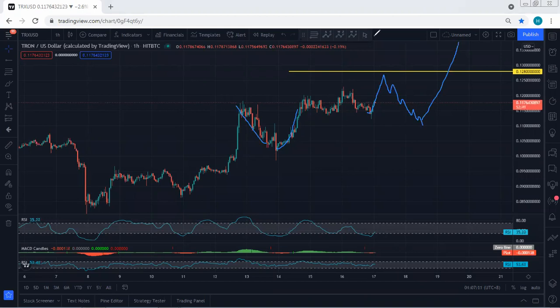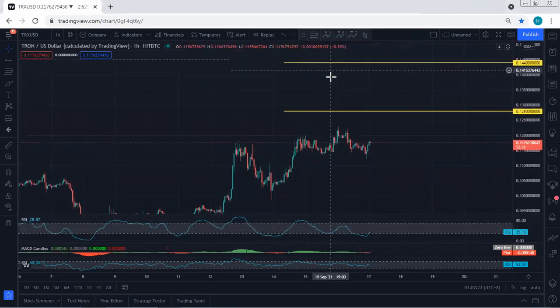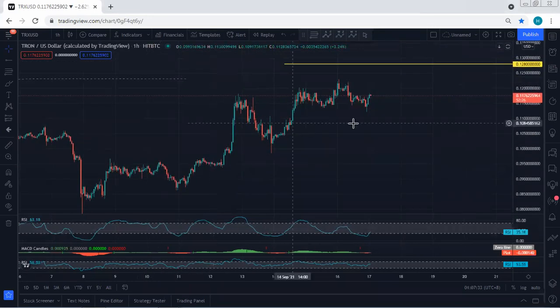But for me, still, I'm looking for continuation. That means still, if I get any opportunity for buy, I will take it. And I want to see the breakout of 0.128. If there is a breakout of 0.128, then the next level we're looking for is 0.144, 14 cent. The possibility of the price to drop, I don't think so.